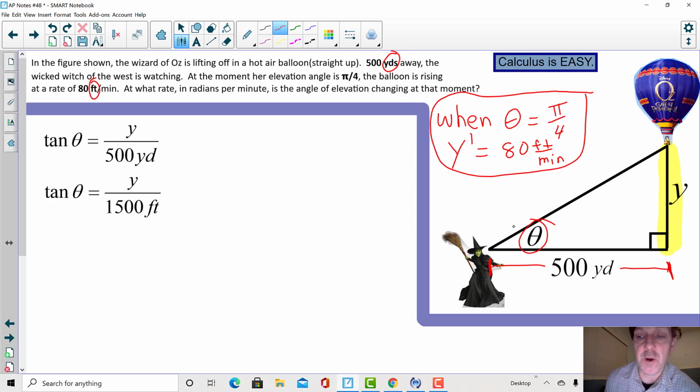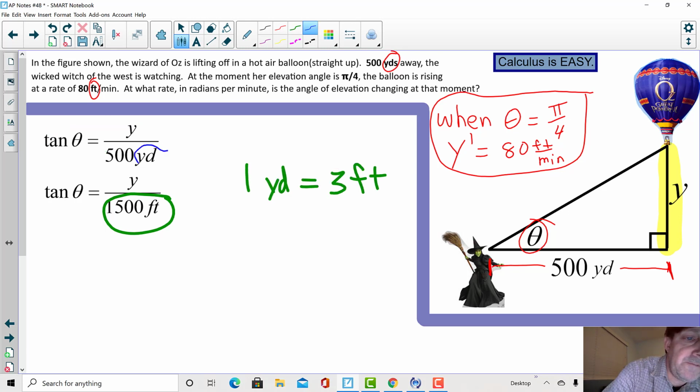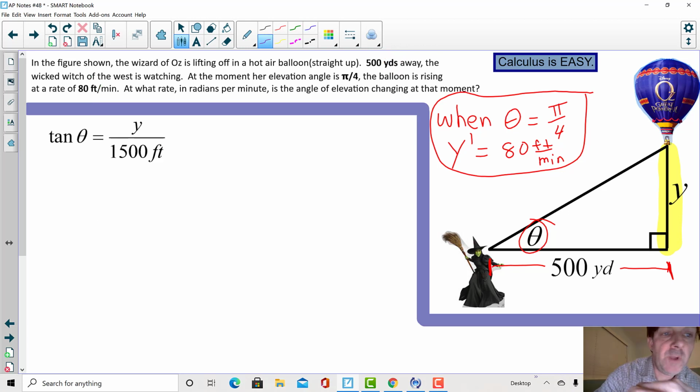So that would equal y over 500 yards. You can see that equation here. And we're going to trade 500 yards for 1,500 feet because 1 yard is going to equal 3 feet. So if we plug in 3 feet right here, it'd be 500 times 3 feet, which is 1,500 feet. Now the question is, at what rate in radians per minute is the angle of elevation changing at that moment?